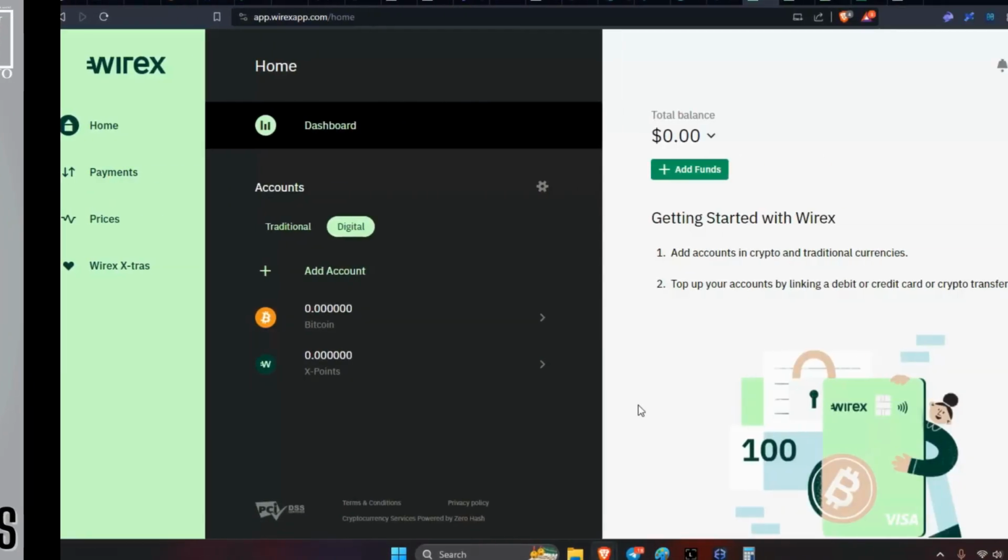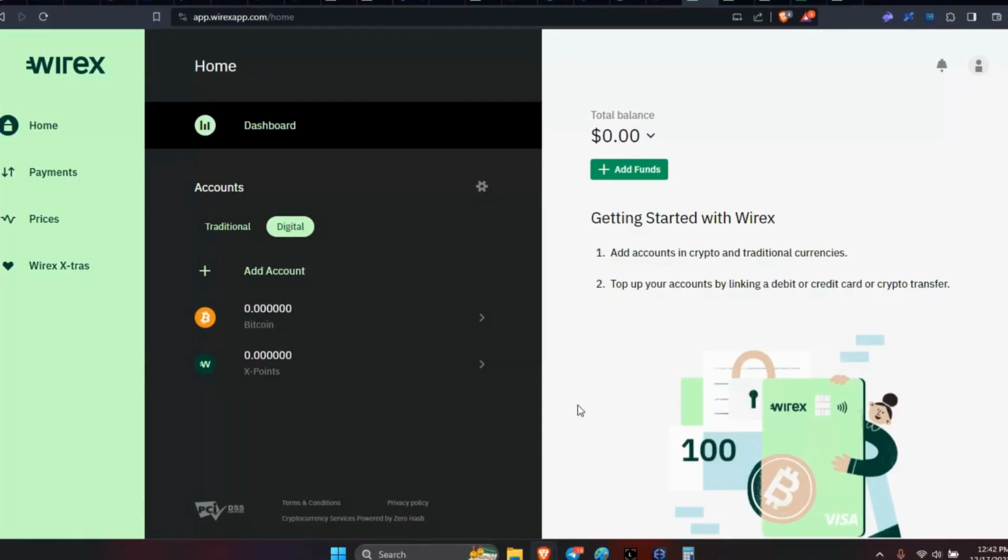This is part two of the WIREX crypto card and DAPP. So now we are inside of the user interface, or the DAPP, or the app. Of course you have your dashboard here. It shows your current balance over here, then all your different accounts.